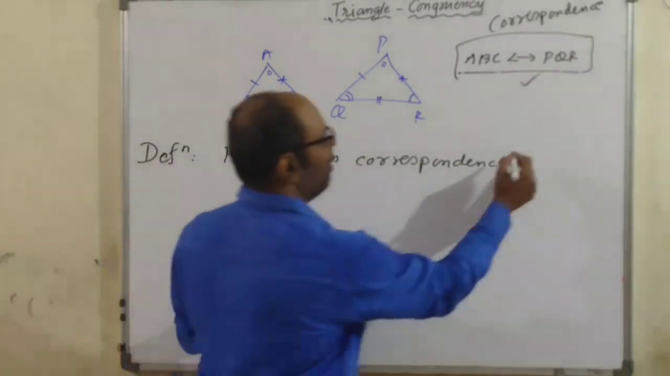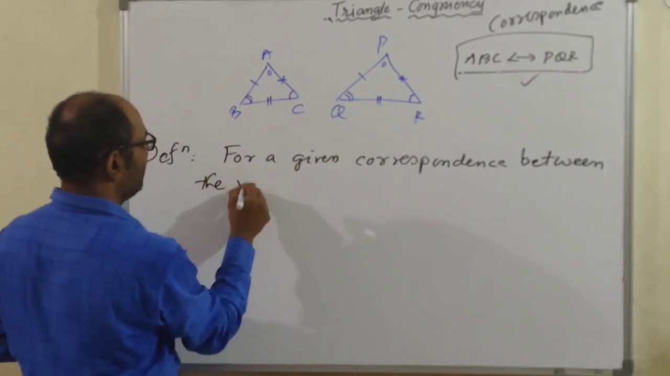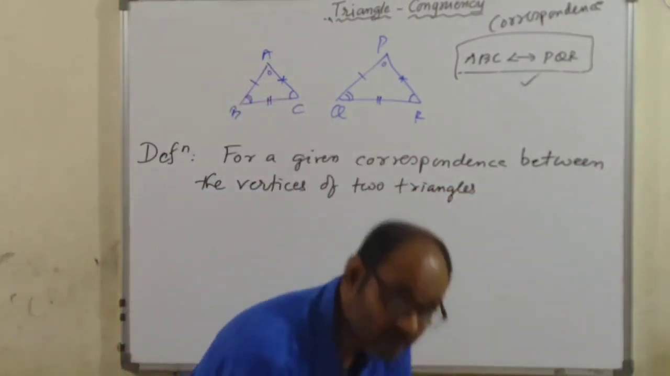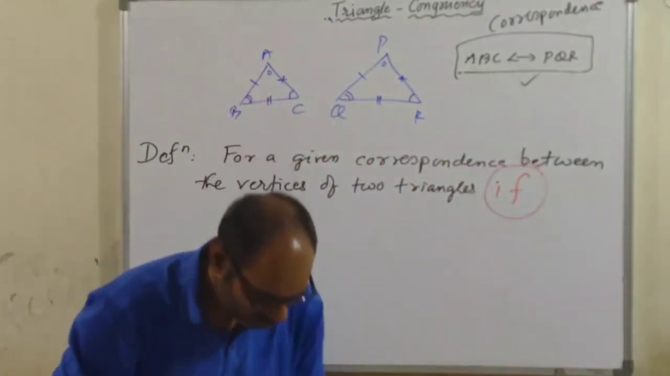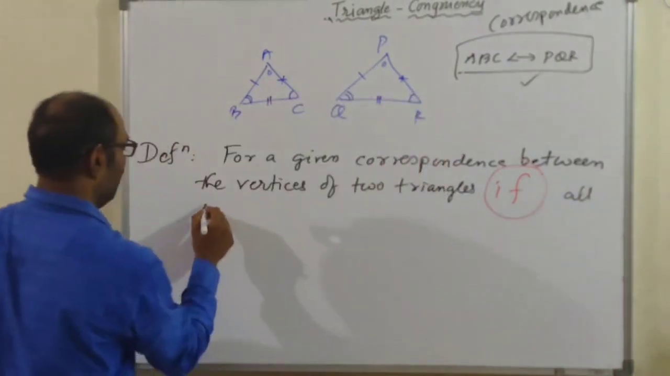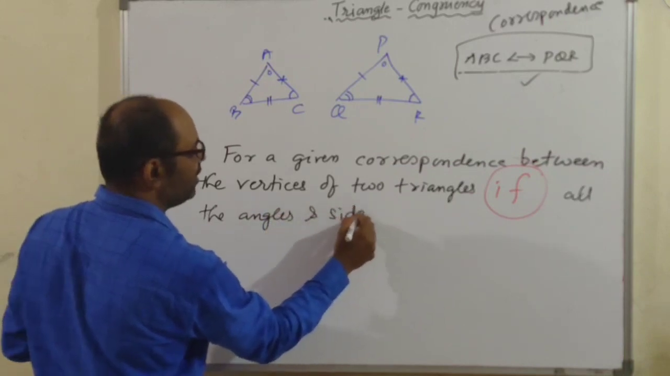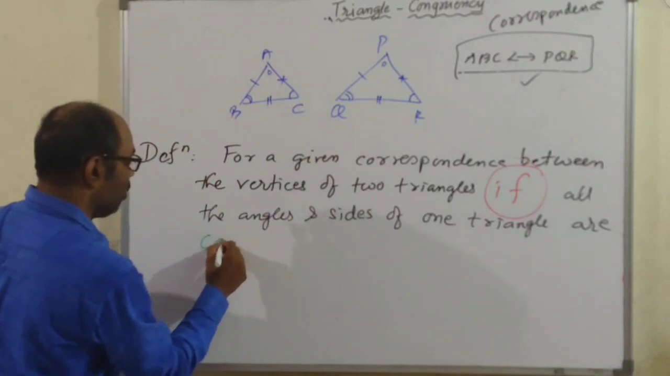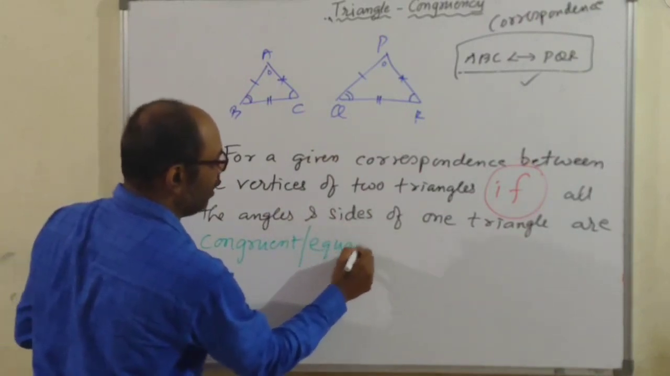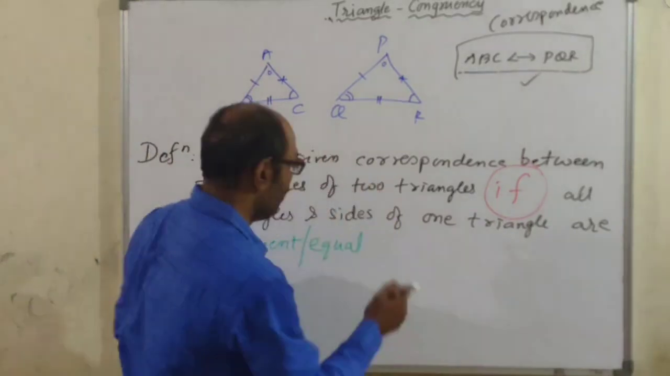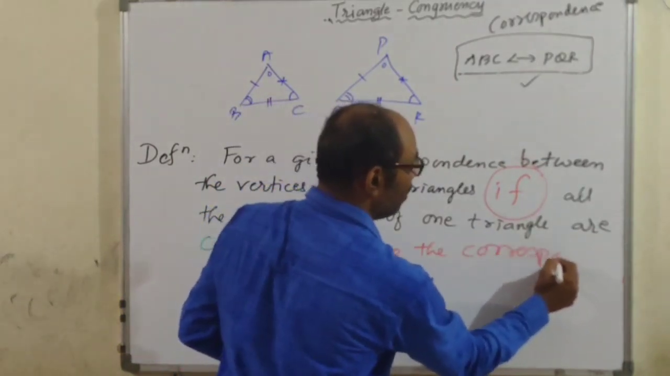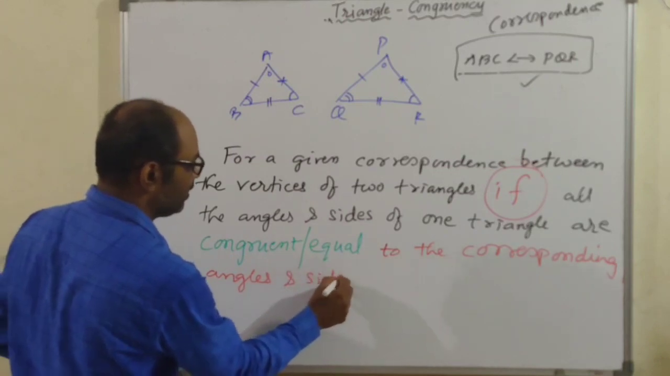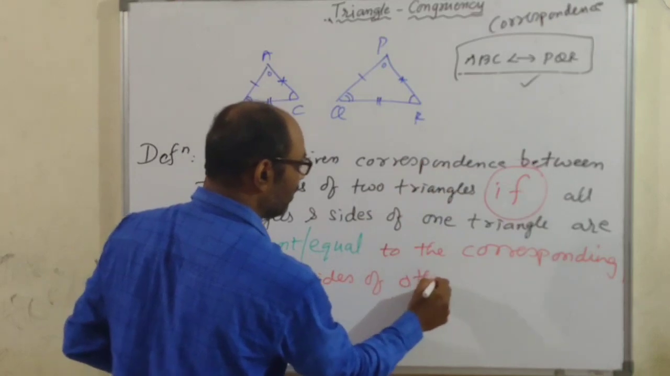So for a given correspondence between the vertices of two triangles, if all the angles and sides of one triangle are, either use the word congruent or you can say equal, to the corresponding angles and sides of the other triangle.